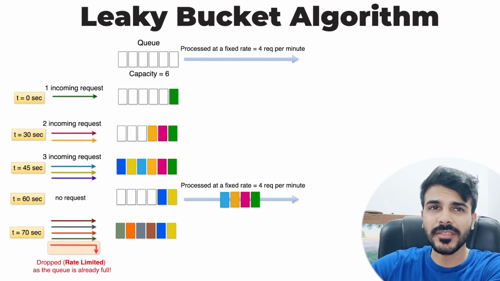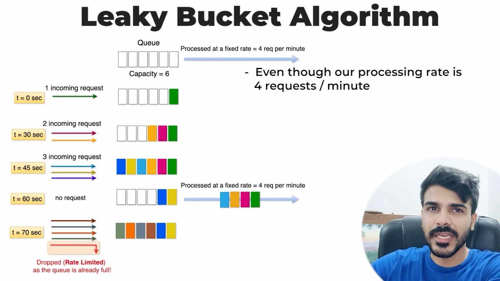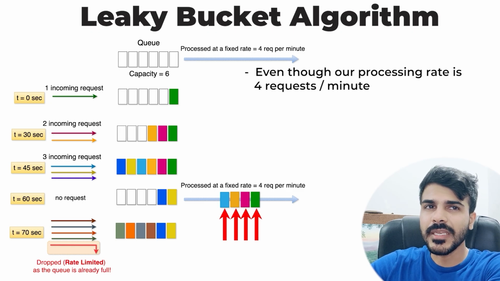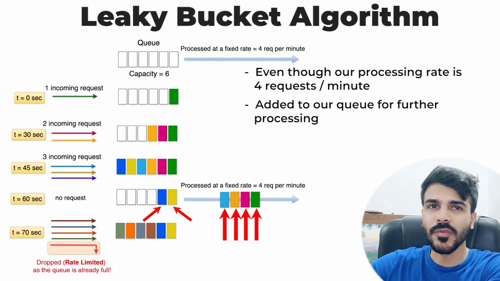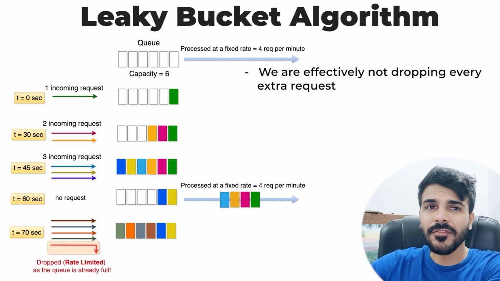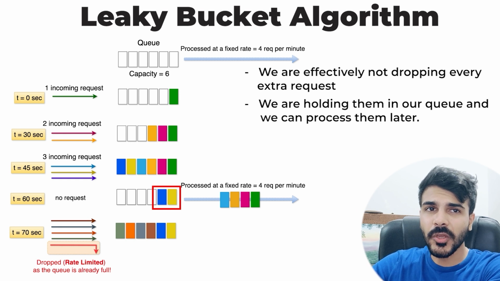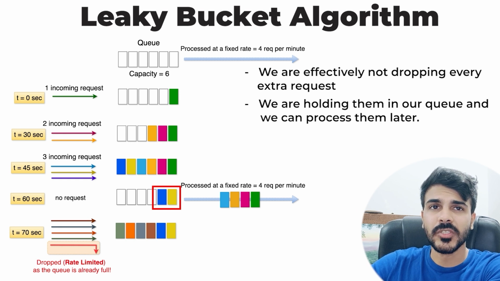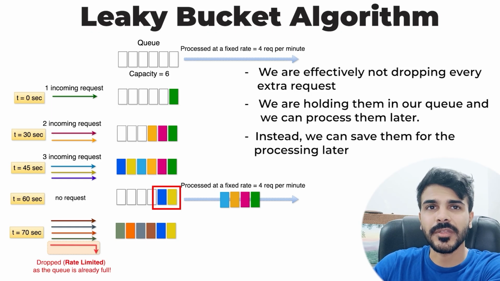However, in the leaky bucket algorithm, as you have noticed, even though our processing rate is 4 requests per minute, we didn't immediately discard the extra requests, the 5th and the 6th request. In the diagram, you can recall the purple and the yellow requests. Instead, they were added to our queue for further processing. So this is pretty good because we are effectively not dropping every extra request. We are actually holding them in our queue and we can process them later. So we can ensure that valid requests are not just randomly thrown away. Instead, we can save them for processing later.